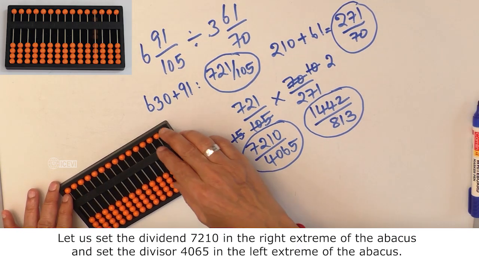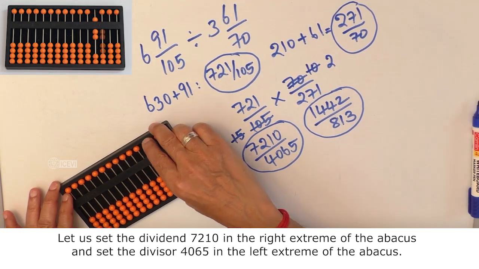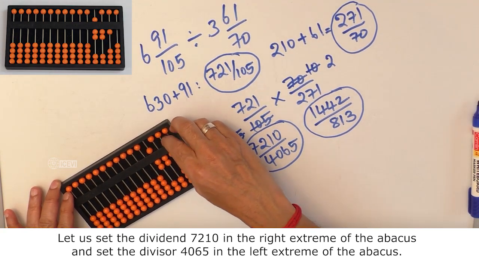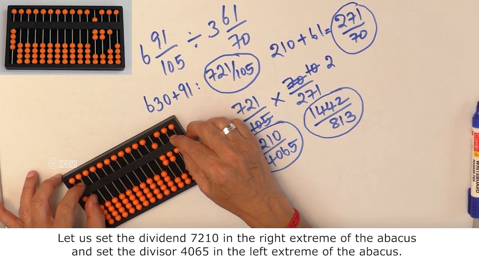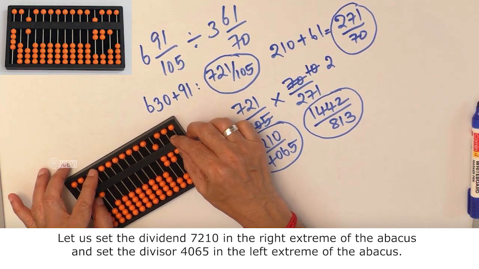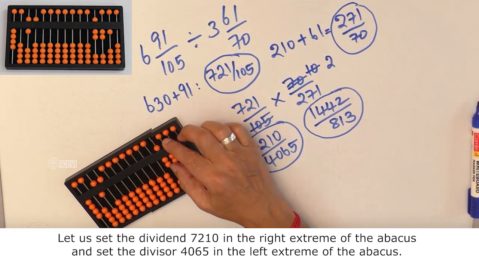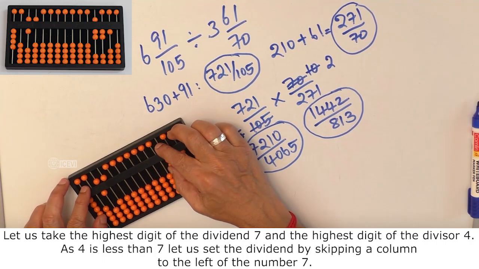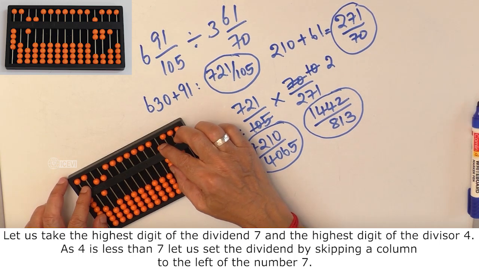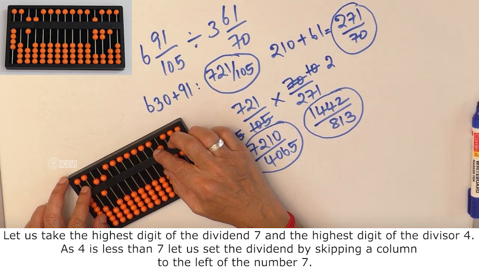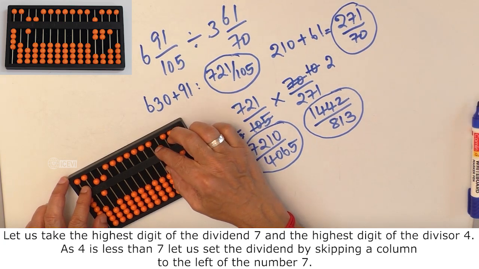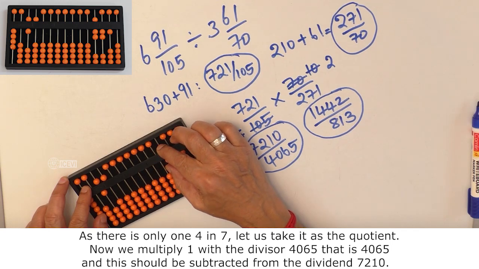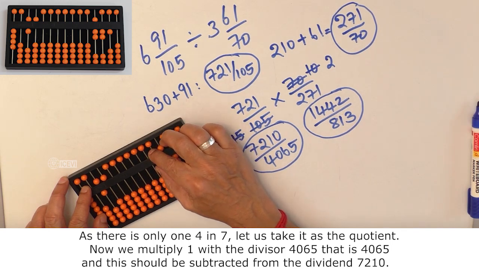Let us set the dividend 7210 in the right extreme of the abacus and set the divisor 4065 in the left extreme of the abacus. Let us take the highest digit of the dividend 7 and the highest digit of the divisor 4. As 4 is less than 7, let us set the quotient by skipping a column to the left of the number 7. As there is only one 4 in 7, let us take it as the quotient.